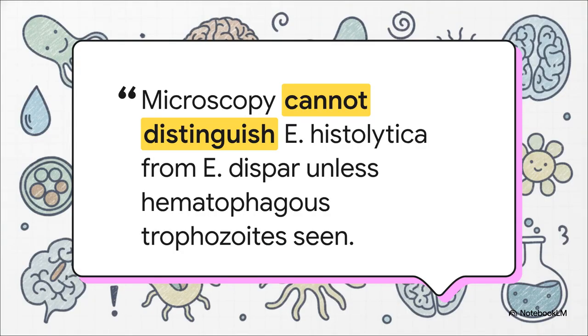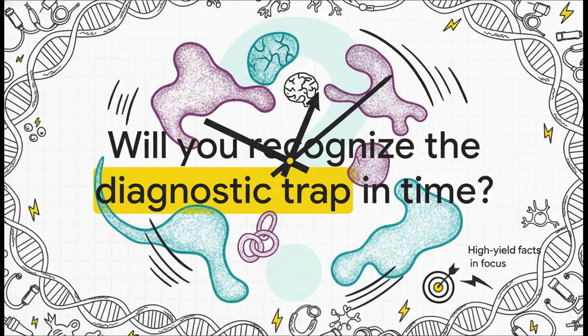Let's move on and see how this spills into our ultimate takeaway, the one fact you absolutely must burn into your memory. Microscopy cannot distinguish E. histolytica from E. dispar unless hematophagous trophozoites are seen. It is the single most common trap examiners use to trip you up. Without seeing those ingested red blood cells, you're looking at morphologically identical organisms, and you must demand an antigen test or PCR.